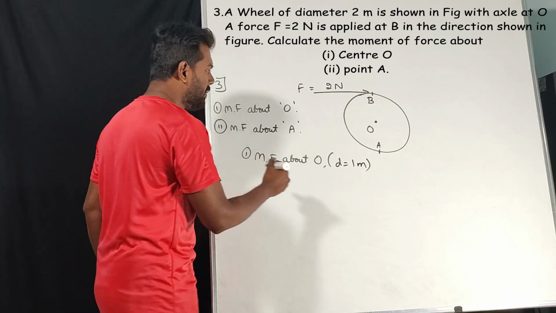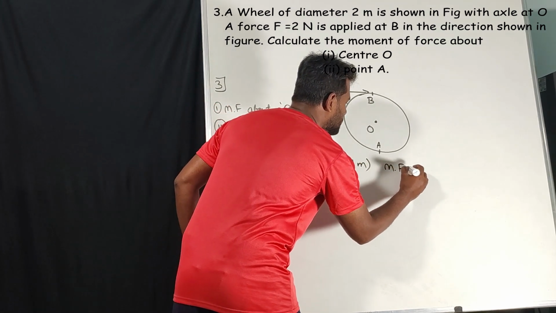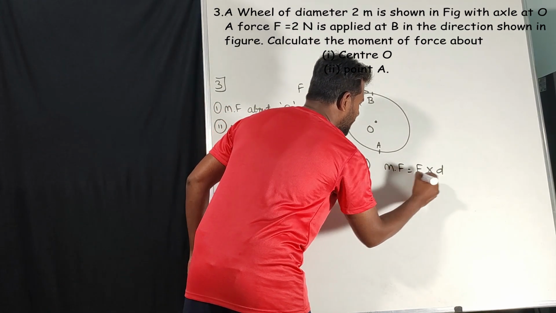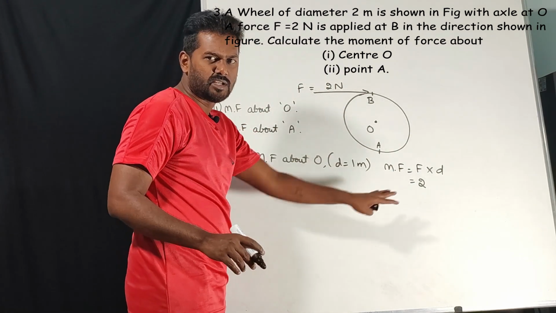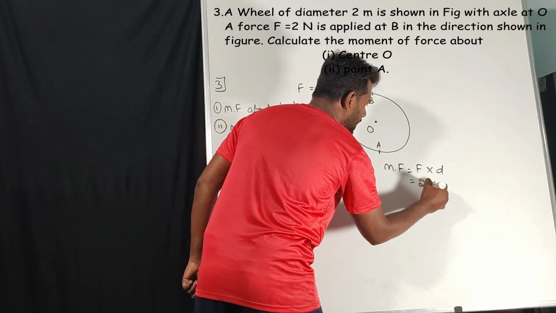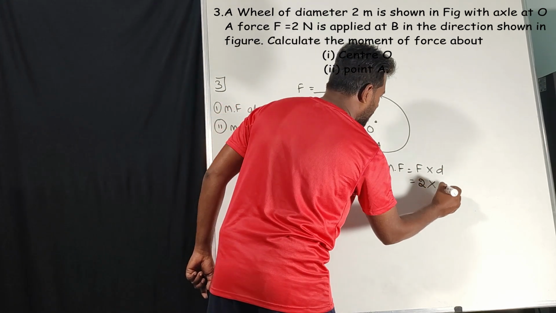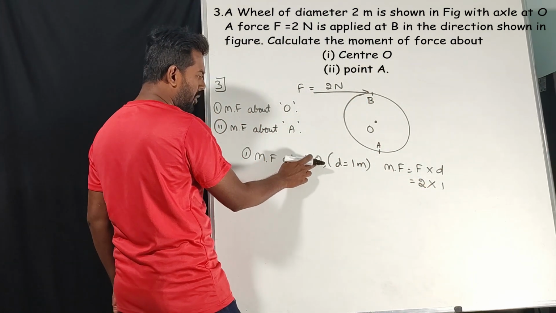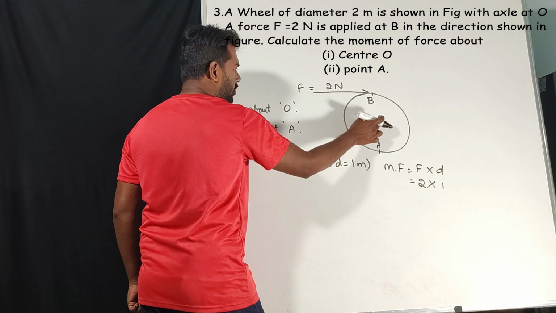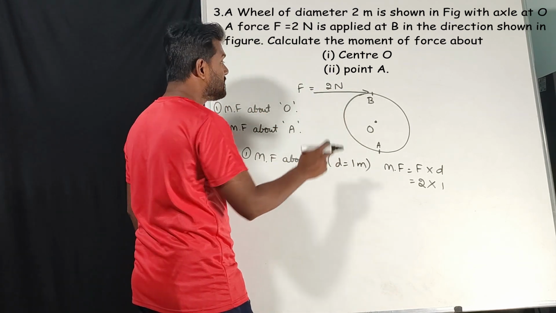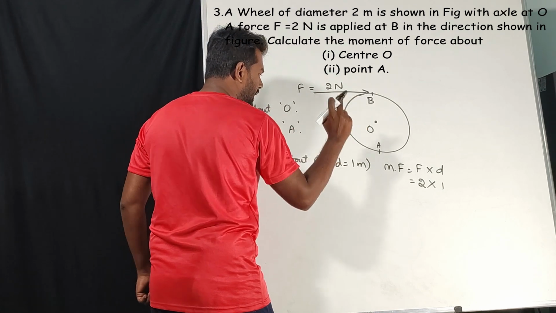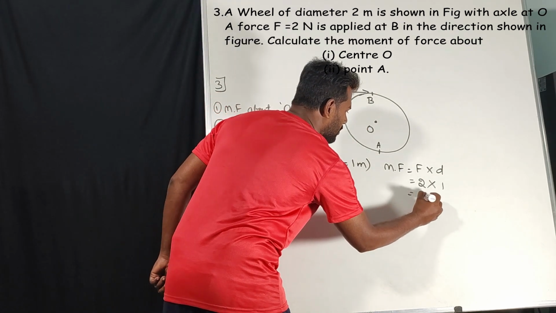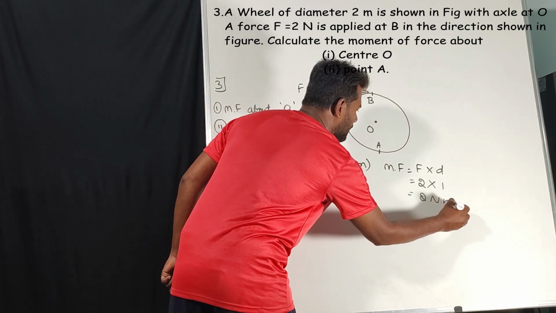What is the formula for moment of force? Moment of force is equal to F into D is equal to 2 Newton. You don't have to write the units, just write the values, that is enough. Then into distance, distance is 1 meter. Why 1? We are talking only about point O. From B to O. Why do we always have to take B? Because we are applying force at B. That is why we have to take B. From B to O it is 1 meter. That is why 1. So moment of force will be 2 Newton meter.